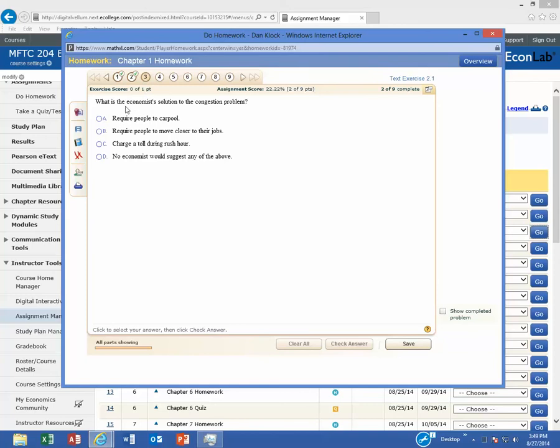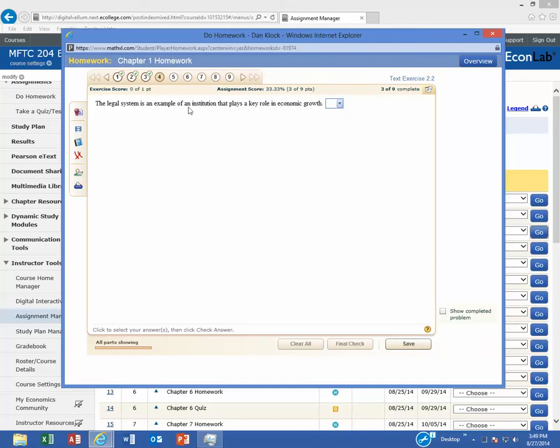Number 3. What is the economist's solution to the congestion problem? This is driving a car. I think does the book make mention of London? I believe it does. But London has a huge toll if you drive a car into London. So you charge a toll during rush hour, and that will give an incentive for people not to drive a car. Check my answer. Excellent. Is that better than well done?